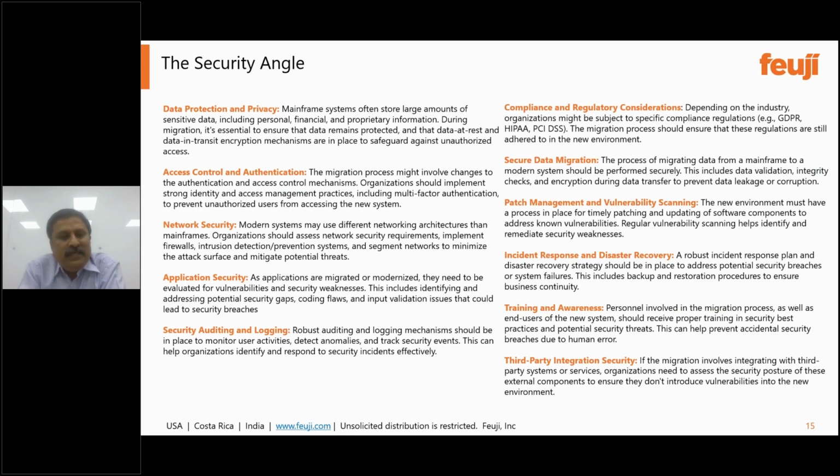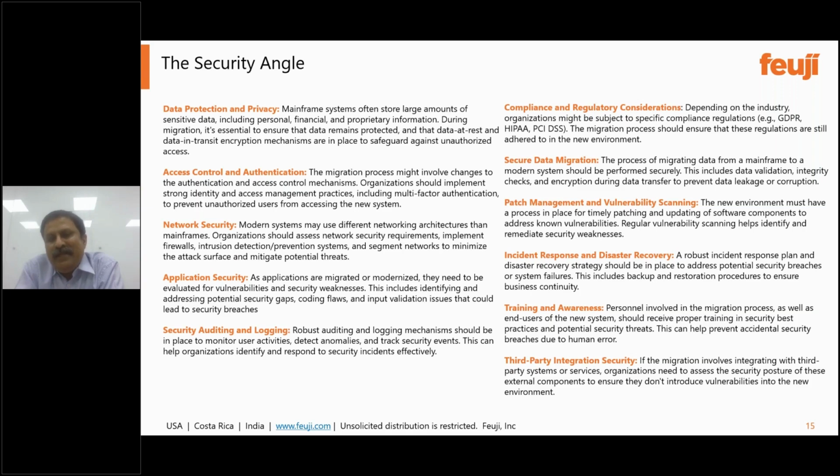The same is true of application security. With the advent of the internet and other weaknesses, it is very important that we identify the security gaps in the code as well as input validation issues that could lead to security breaches. Audit and logging is the norm of the day if you want to address security breaches on time. So this is something that we should bring in immediately.